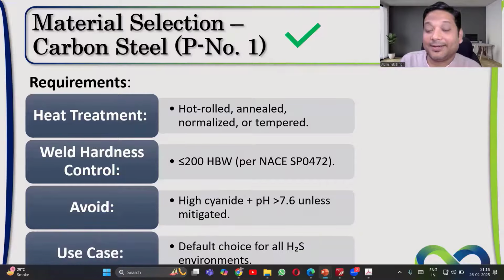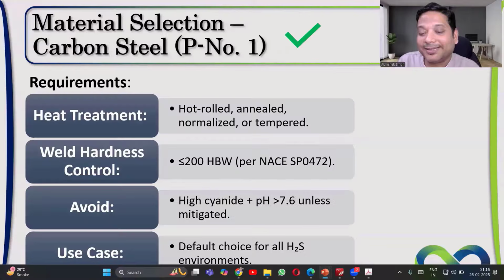Okay. Now, use case, mostly for H2S service, it becomes a default choice, unless one of the key parameters like cyanide is present, or there are a few others we'll talk about when we try to draw a line for the users. So if nothing has been given, carbon steel is the best material to go with. It's also cheap. You can control the hardness by doing PWHT, so no problem. We'll see what the limitations are.